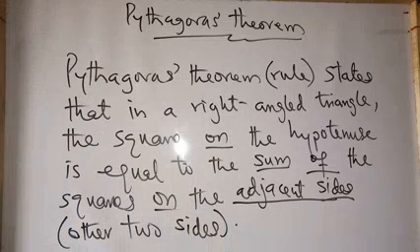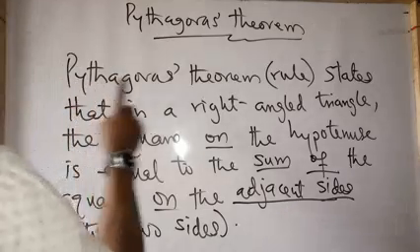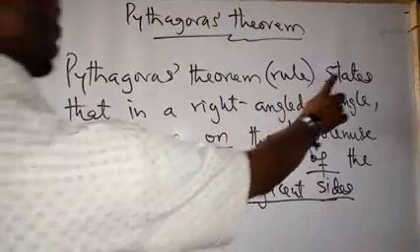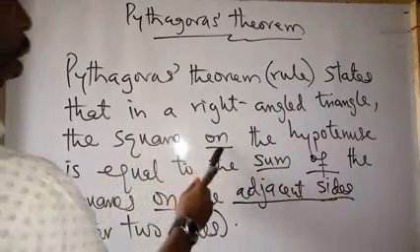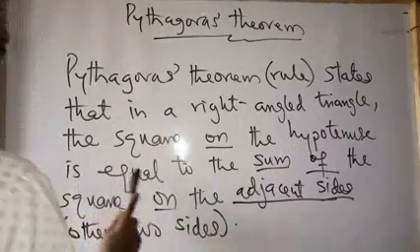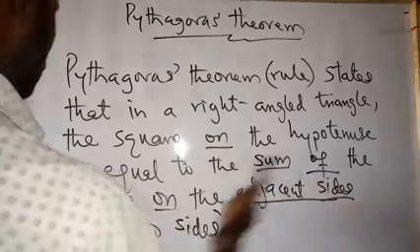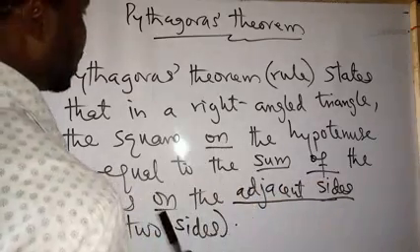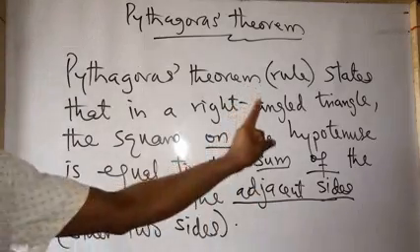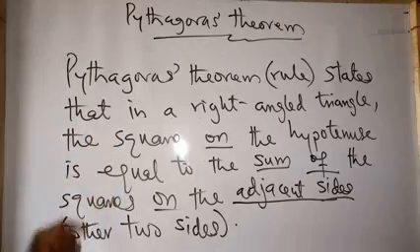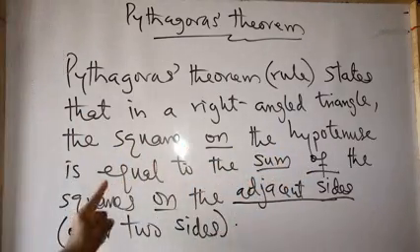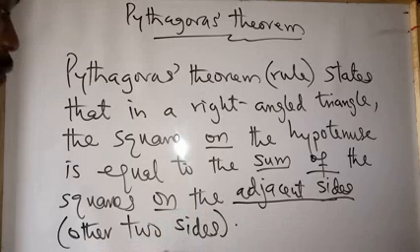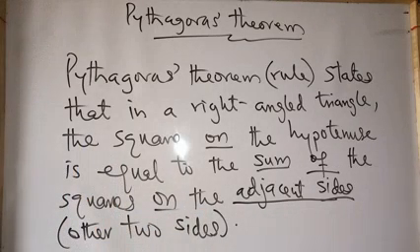So that means if I want to state this theorem, I will either say Pythagoras theorem or Pythagoras rule states that in a right-angled triangle, the square on the hypotenuse is equal to the sum of the squares on the adjacent sides. Or I can say Pythagoras rule states that in a right-angled triangle, the square on the hypotenuse is equal to the sum of the squares on the other two sides. That is the way I want you to be defining Pythagoras theorem from now.